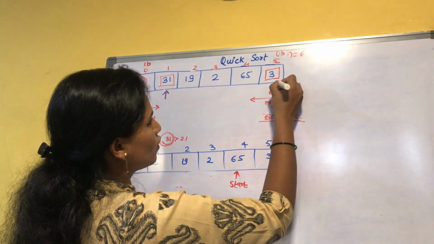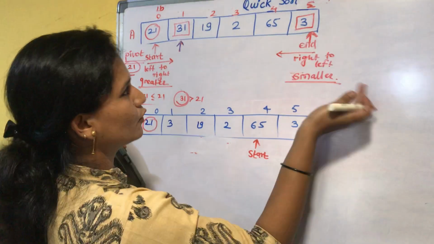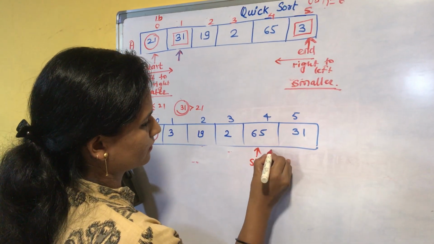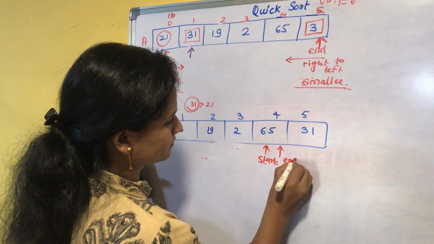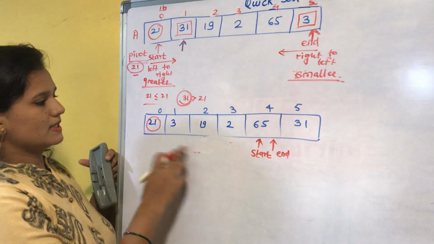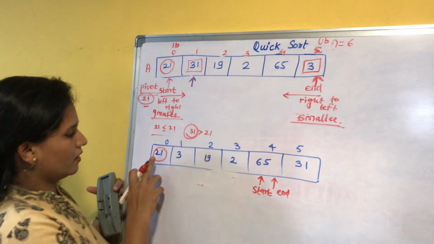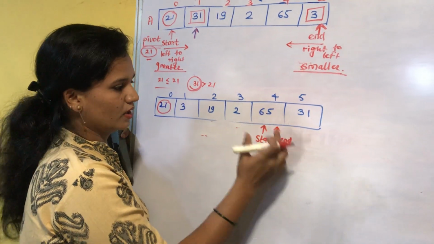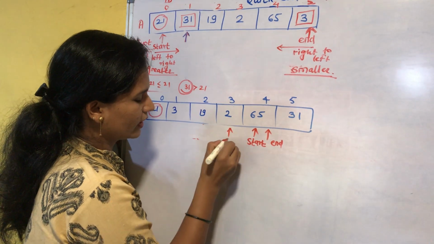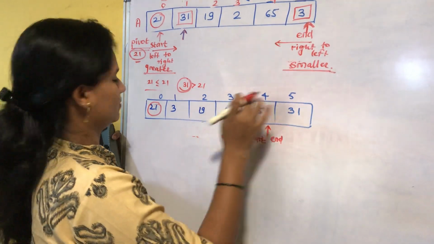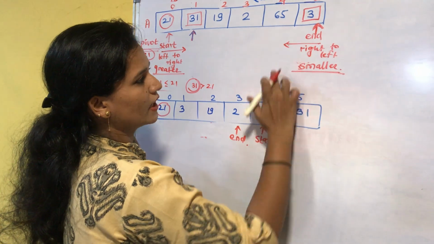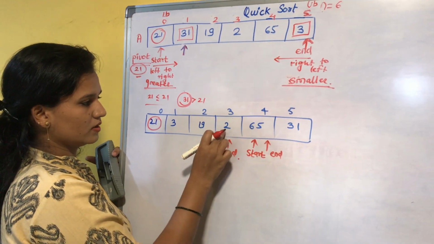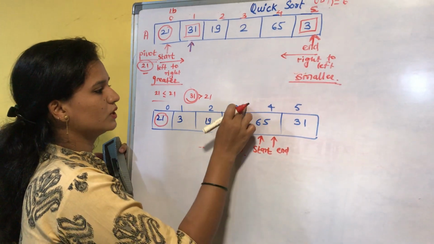Okay, and my end was at 5th position. I have to decrement the end first. So it will point to the 4th position, here end. Again I will compare our 21 with the 65. Okay, it is the greater value. Then decrement your end again. But why am I decrementing? Because I want a smaller element from this side. So this is the greater element, so I'll decrement, and end will point to the 3rd position.